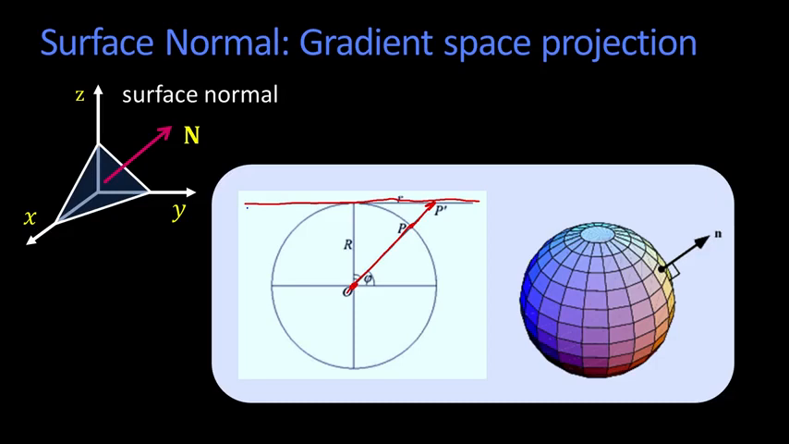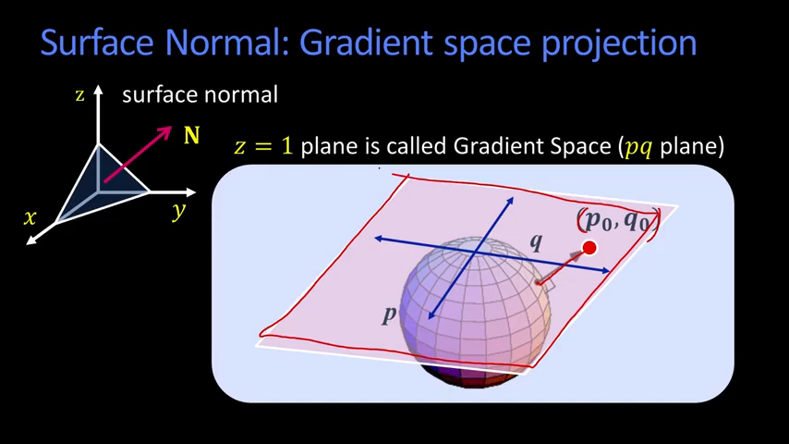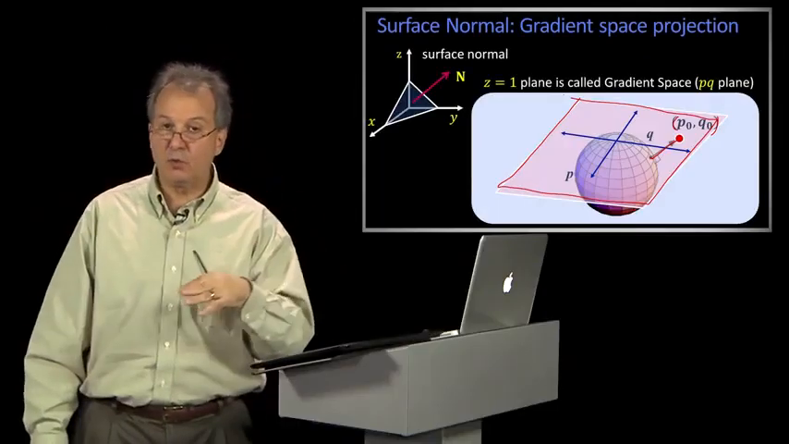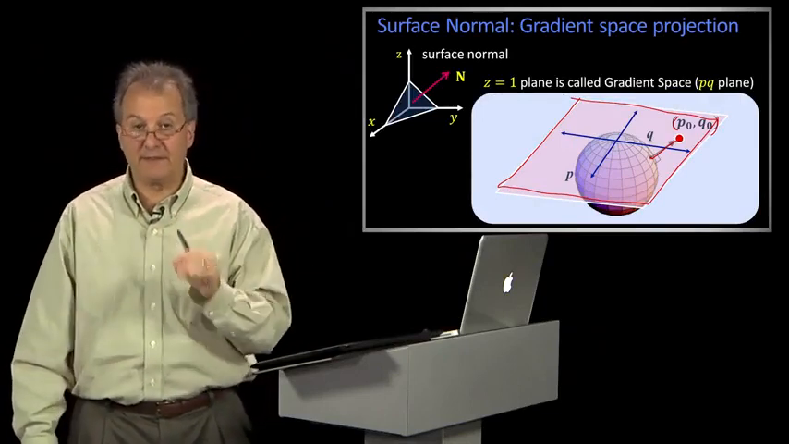Here I'm showing it in 2D, just makes it a little bit easier, but actually to look at PQ space, we have to look at this in 3D. So here the idea is, here's my little normal, and it points up until it hits this plane, and that location would be P0, Q0. All right, for this particular normal. And this z equals 1 plane up here, that's sometimes called the gradient space or the PQ plane projection. And the idea is that every normal has a PQ value. So I can represent normals just by their PQ value. And so now we're going to use that to define our reflectance map.